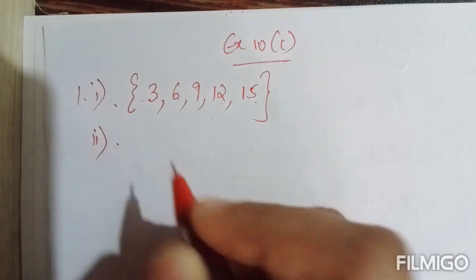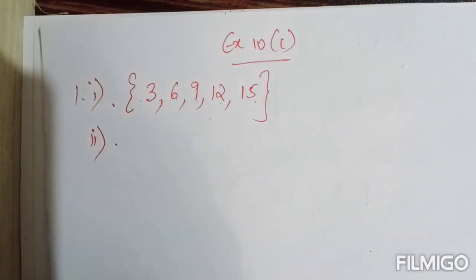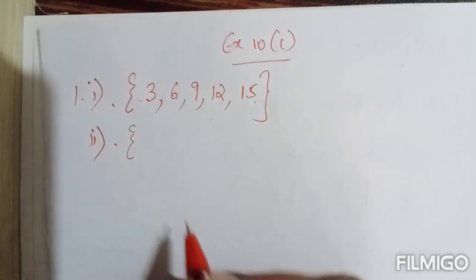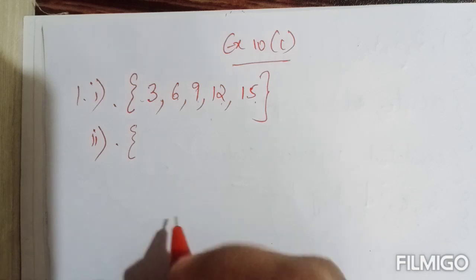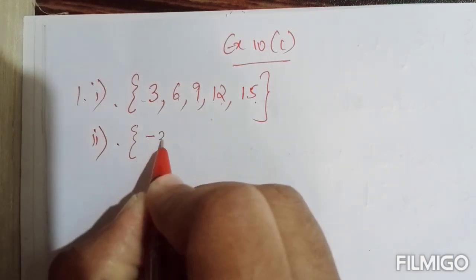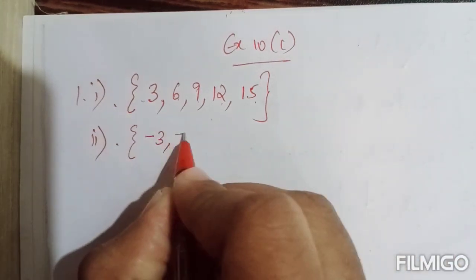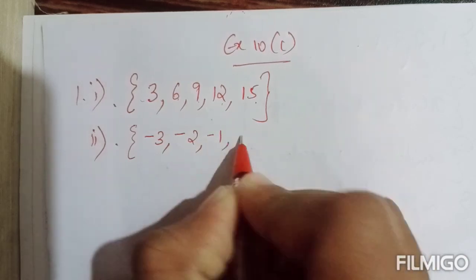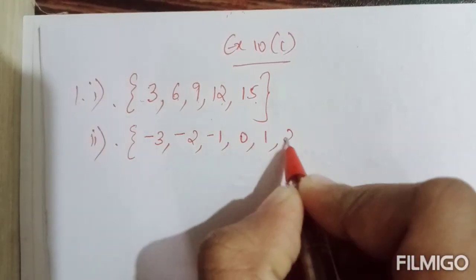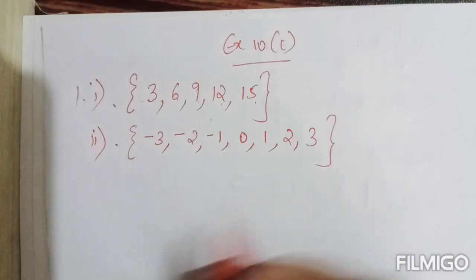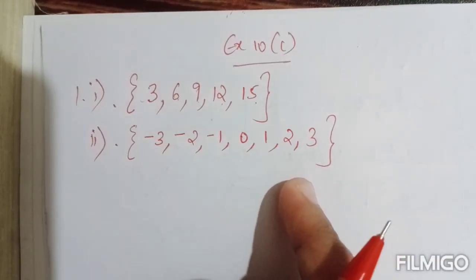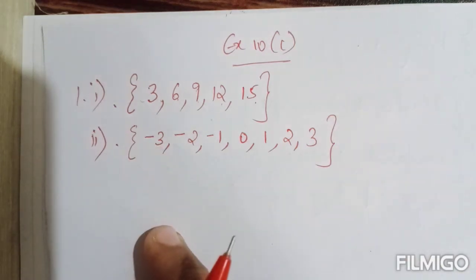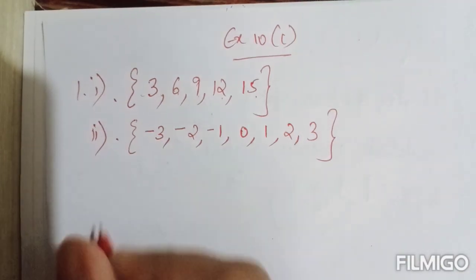Now, second one, the set of integers between -4 and 4. So, we have to write the integers between -4 and 4. What all integers will come between -4 and 4? -3, -2, -1, 0, 1, 2, 3. So, we write those integers by separating them by commas inside curly brackets. This is roster form.